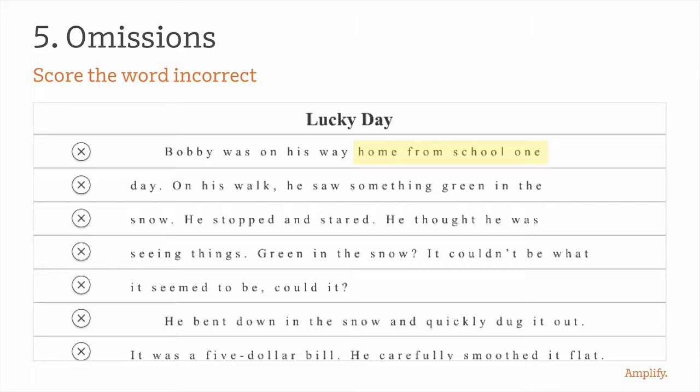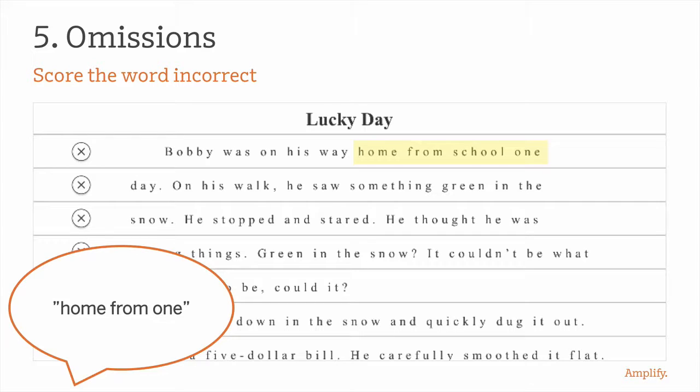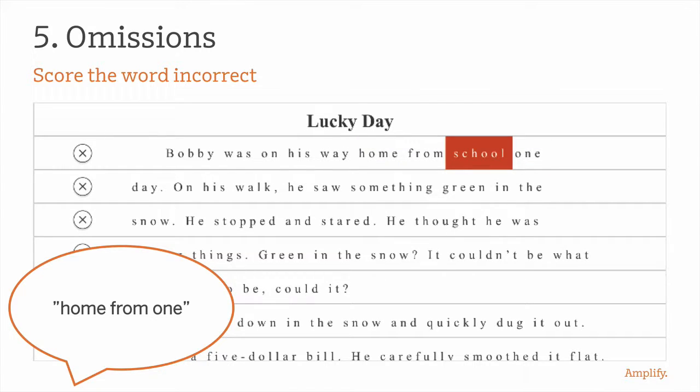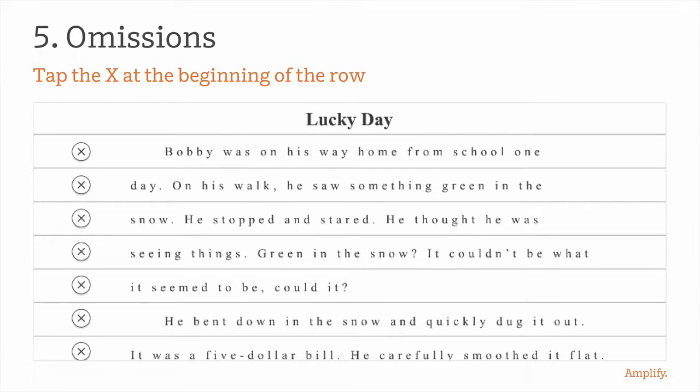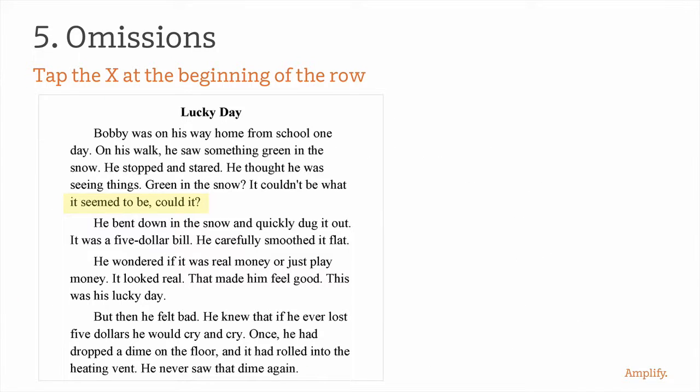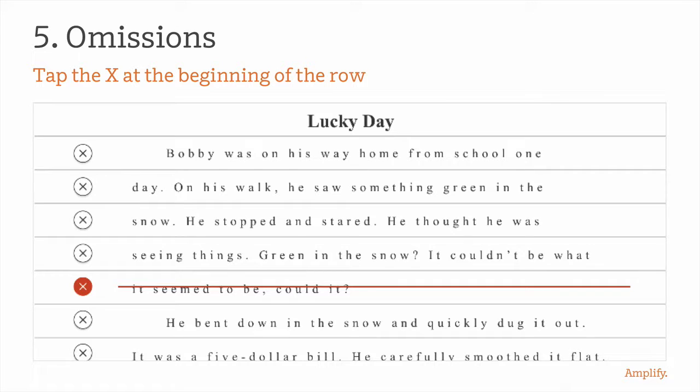Omissions. If a student skips a word, mark it incorrect. For example, if a student says home from one and leaves out the word school, mark school incorrect. If a student skips an entire row, tap the X at the beginning of the row to record a score of 0 for that line.